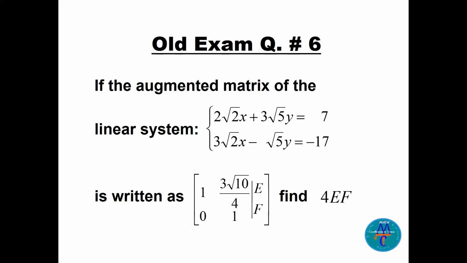Question number 6, we have 2 equations, 2 variables, x and y, but we have some radicals here, ugly numbers. If the augmented matrix of the linear system can be written as 1, 0, 3 square root of 10 over 4, 1, e, f. Find 4e f. So what do you have to do? This is already arranged. Write the augmented matrix, make some transformation until you get 1, 0, 1. Then for sure you will get here this number, 3 square root of 10 divided by 4. Then take these numbers e and f and multiply them by 4.